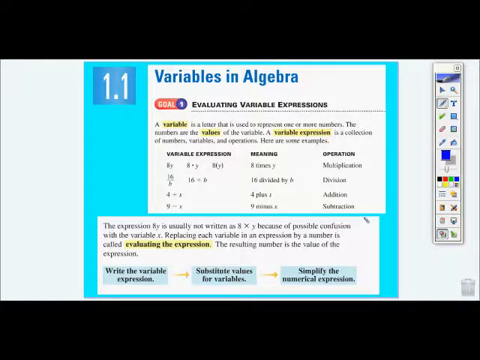The algebra textbook starts with lesson 1.1, which is a reminder about variables in algebra, probably the most important thing you'll be working with for the school year. A couple of reminders here on definitions, variable expressions, what they mean. Simply, the two that might need some reminding would be multiplication and division.